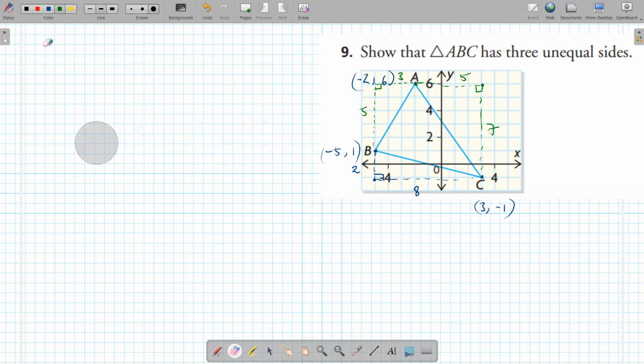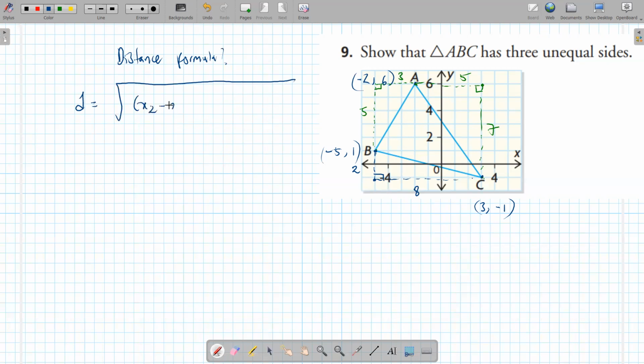If you would like another approach to do this, it's the same idea, but you don't have to draw it. This is called the distance formula. Distance basically gives you the side length of any shape. The distance between any 2 points, any 2 coordinates, is going to be the square root of x2 minus x1 squared plus y2 minus y1 squared, like that.